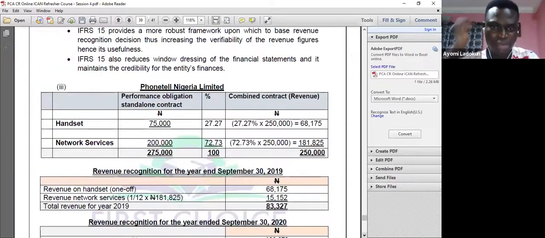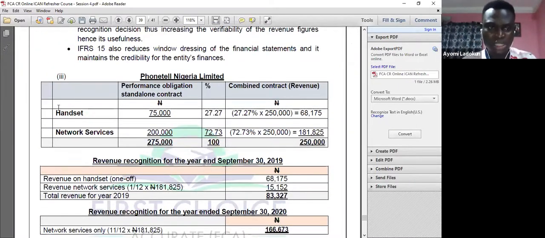Let me show you. Can you see? So this is the way you do it. This is my handset and this is my network service. I'll now say performance obligation based on standalone selling price. Is it not 75? Is it not 200? So you add it together. By the time you calculate the percentage, you have 27.27. So make sure you use 2 decimal places so that by the time you add it together, you're going to have 100. Is that okay? You now calculate this percentage on that 250. So that's for your handset. This is the revenue for handset. Then for your network service, this is the revenue.